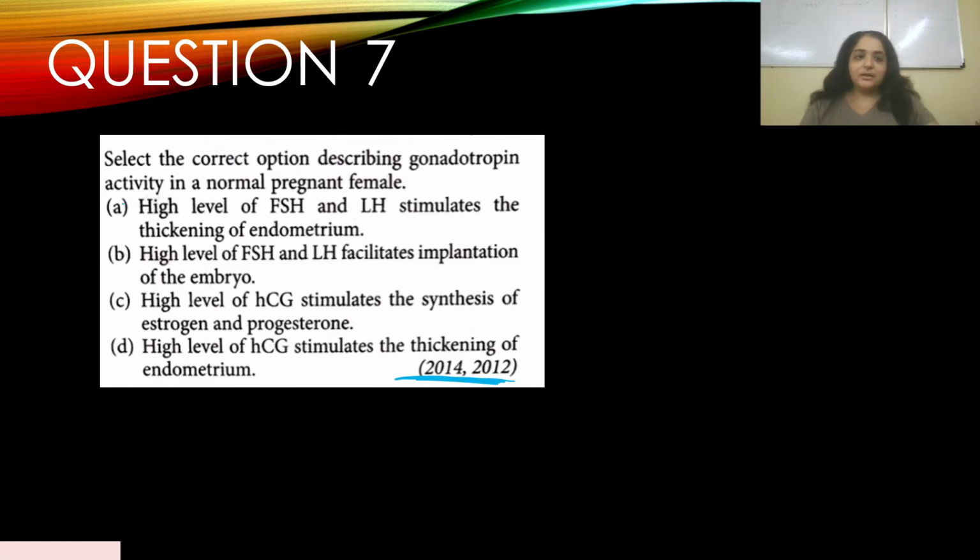Now, high level of FSH and LH stimulates thickening of endometrium. No, that's incorrect. They do not facilitate implantation of the embryo. High level of HCG stimulates the synthesis of estrogen and progesterone. Yes. High level of HCG stimulates the thickening of endometrium. No, the progesterone stimulates the thickening of endometrium, not HCG. So your answer is C.